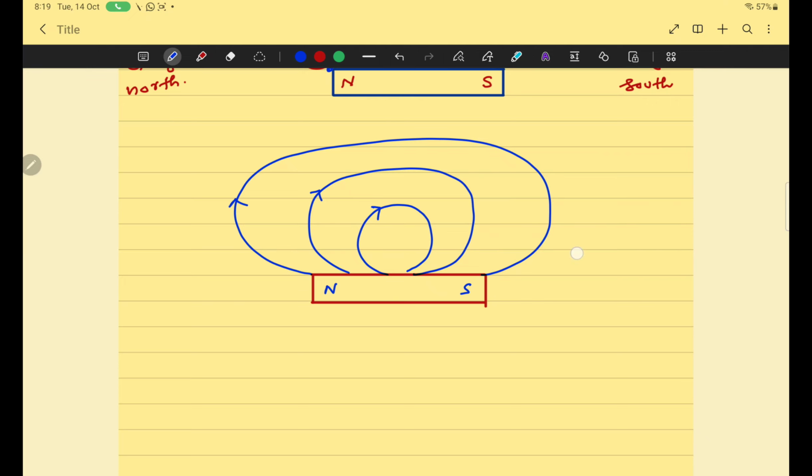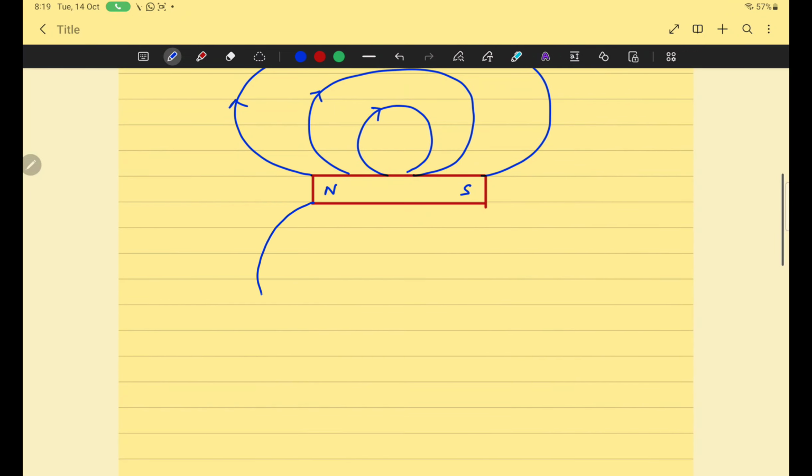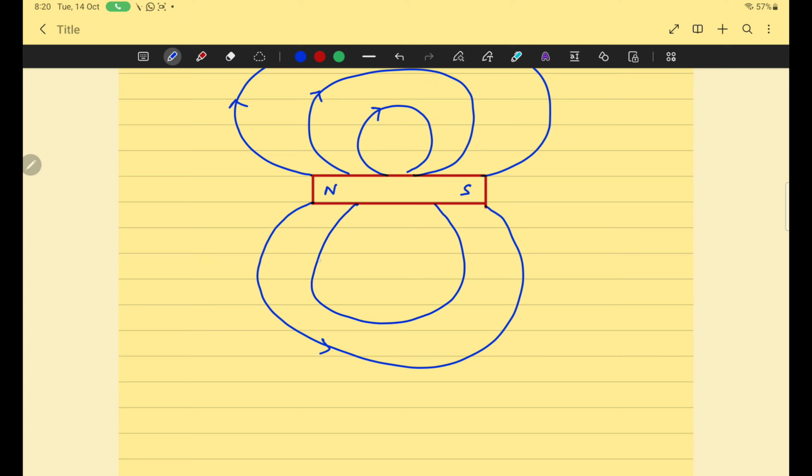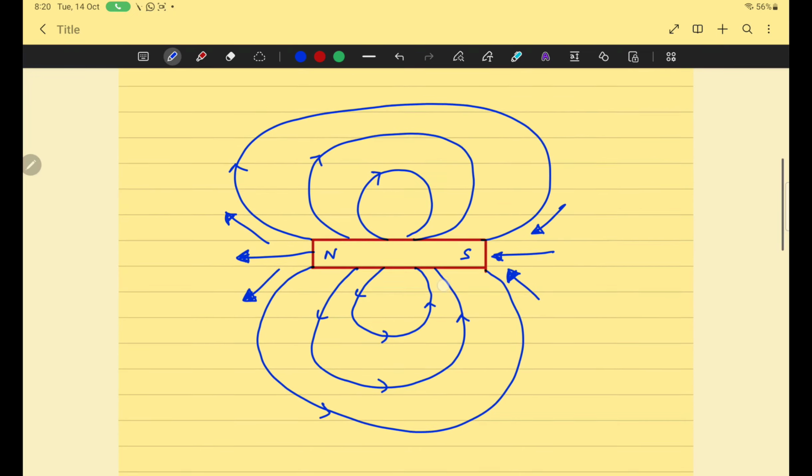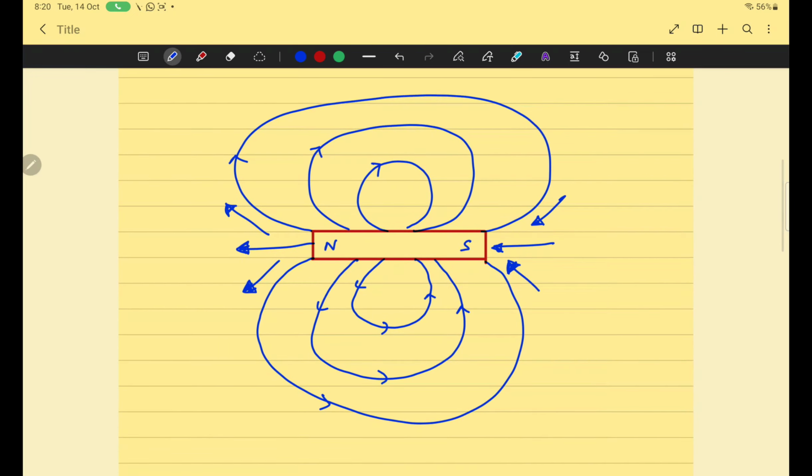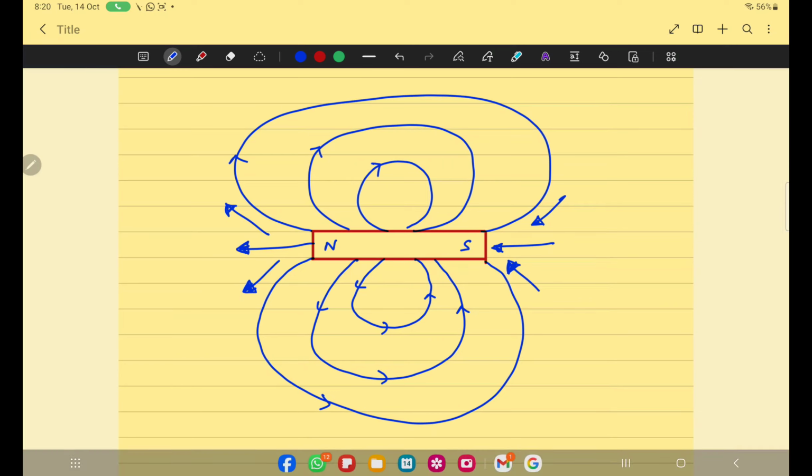And this magnetic field is made of magnetic lines of force, and you have to memorize this. These magnetic lines of force start from the north pole, pointing towards the south pole. These magnetic lines start from the north pole and end at the south pole. I have drawn a few magnetic lines around the bar magnet. This is called the magnetic field around a bar magnet.